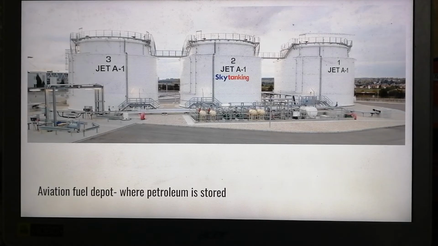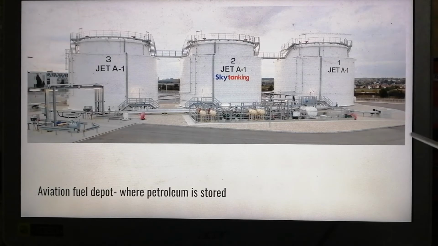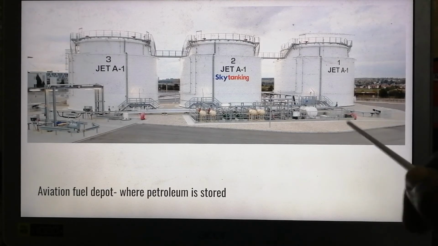Next, as you can see, is the aviation fuel depot. It is the place where the petroleum, which is required for the aircraft, is stored. So the fuel will be filled from this place to the aircraft, and that's how they fly.